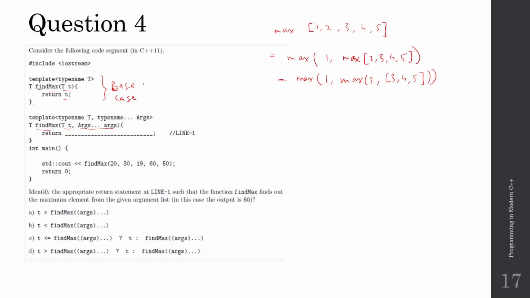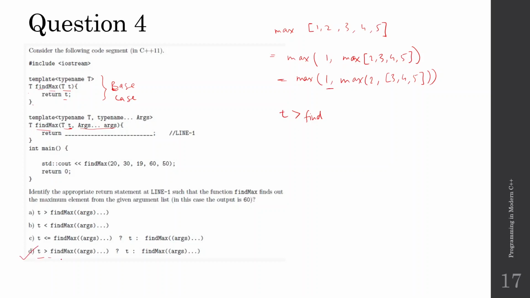So this is the base case already, and over here, this small t is the first argument, so it corresponds to this. The answer should be something like this: if t is greater than the... see, the answer is D. Let me explain.